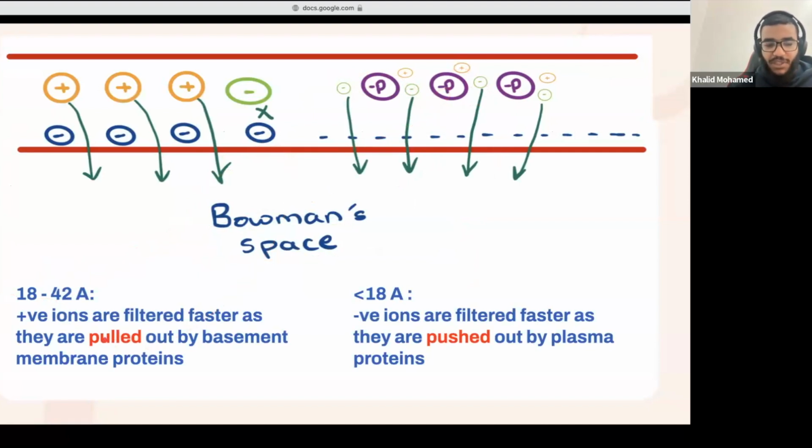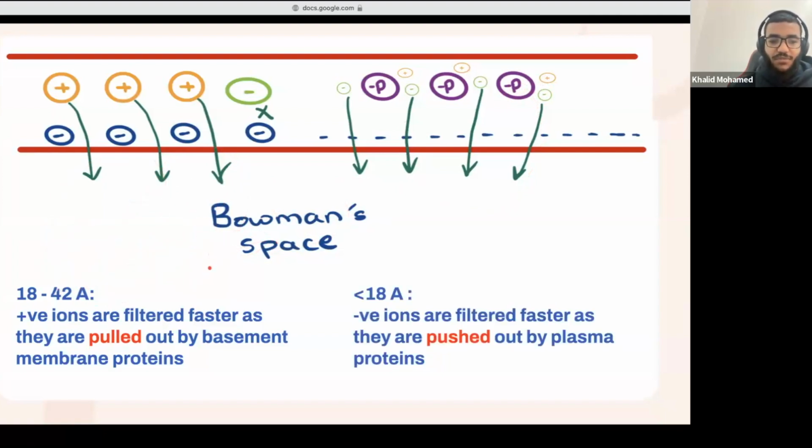So you see here we use the term pull, and here we use the term push, because see those plasma proteins flowing in the blood, they're all negative. And so those small negative ions are going to get repelled by these negative plasma proteins and pushed outside towards the Bowman space. Okay, so is the concept clear?